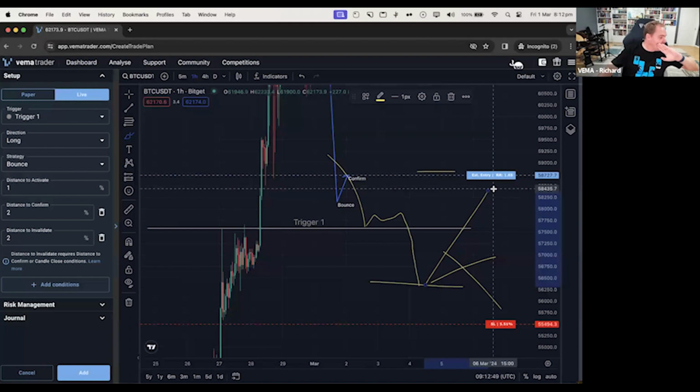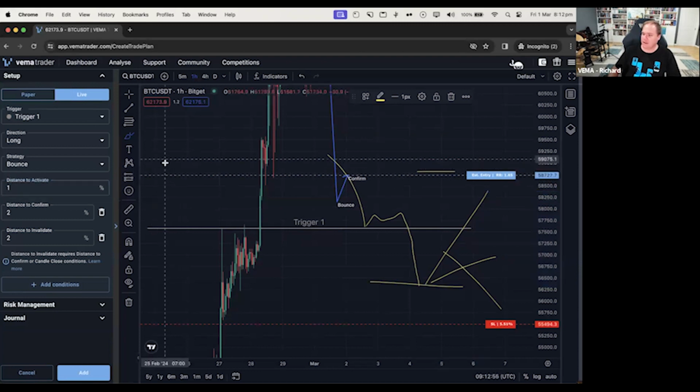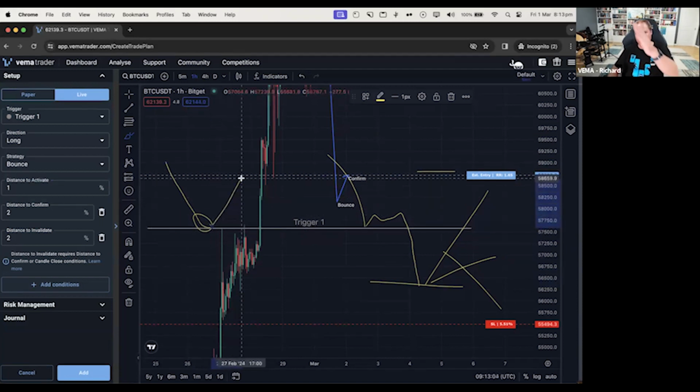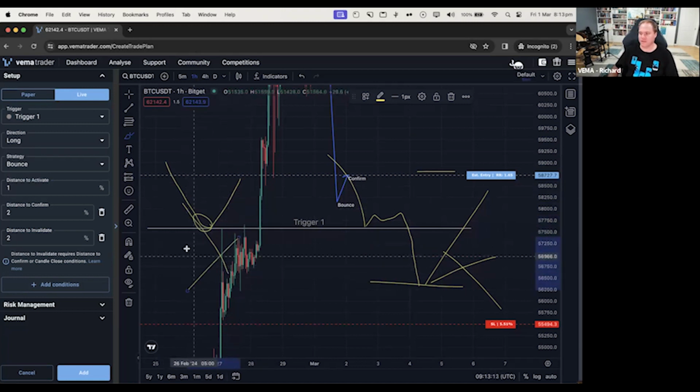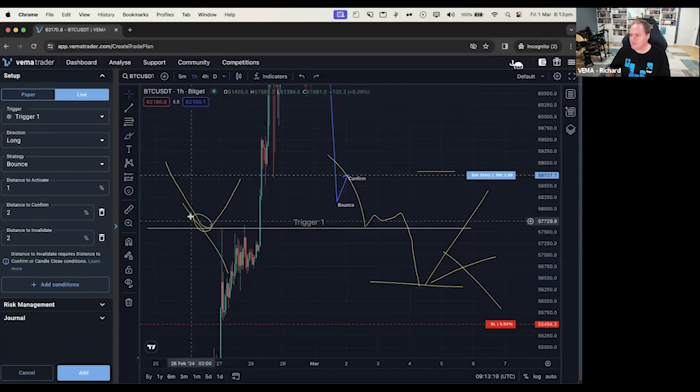Awesome. So yeah, that's what the distance to activate does. So short version, distance to activate is how close does price have to come to your trigger? A distance to confirm is how far price has to come and then move away from to confirm the bullish action for you. And the distance to invalidate, what if price doesn't bounce and it falls straight through? Oh, well, then we'll invalidate the trade for you. And so just any questions off that one, Sebastian or anyone?